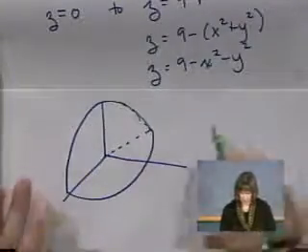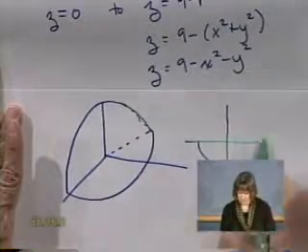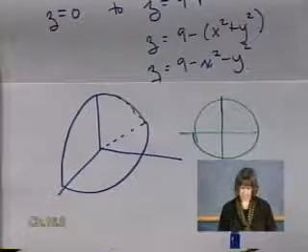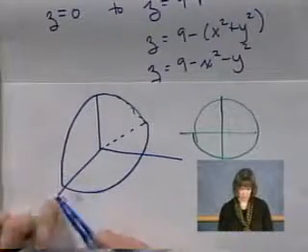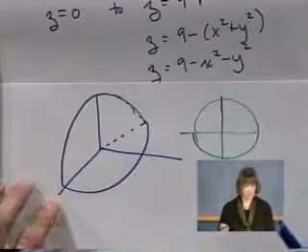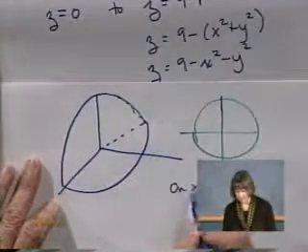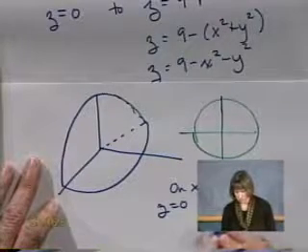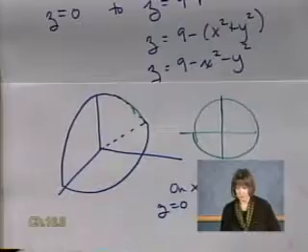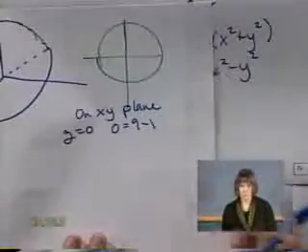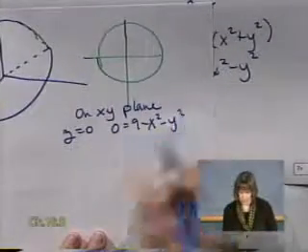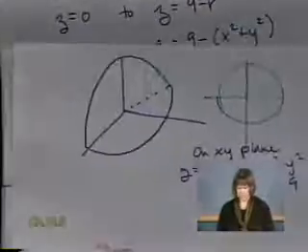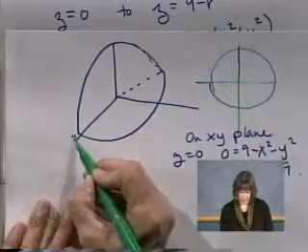what's the hyperboloid's base? Looks like that. How can I find out what the equation of that base is? Well, if you're on the xy plane, what does z equal? 0. If you're on the xy plane, z is 0. So we have 0 equals 9 minus x squared minus y squared, or x squared plus y squared equals 9. So that base is a circle of radius 3.